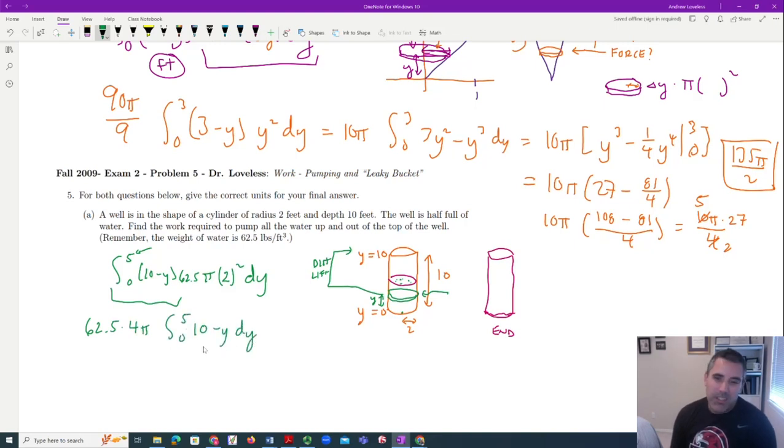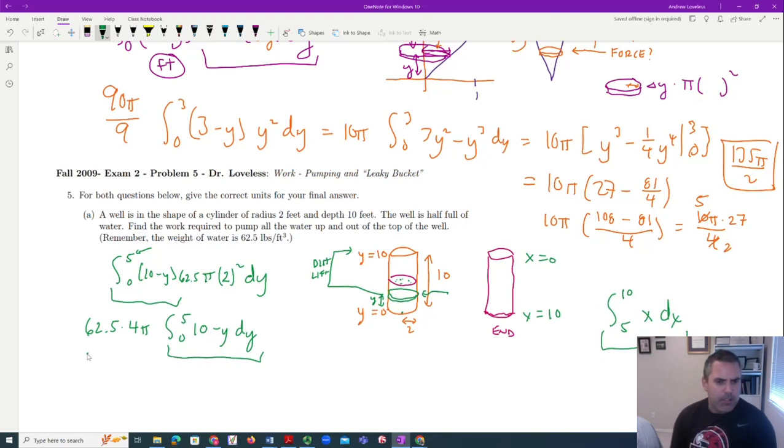And it would be a little easier to label the top 0 and the bottom 10, but if you did that, it would be the integral from 5 to 10 of x dx. And it turns out that both of these are correct. But you can see the choices here depend on how you label it.